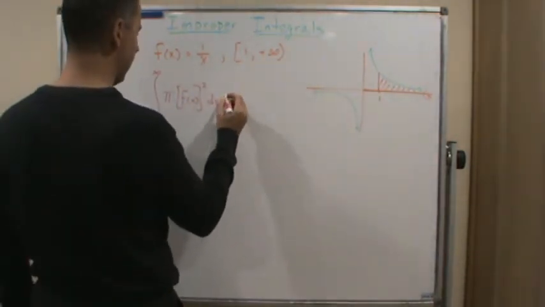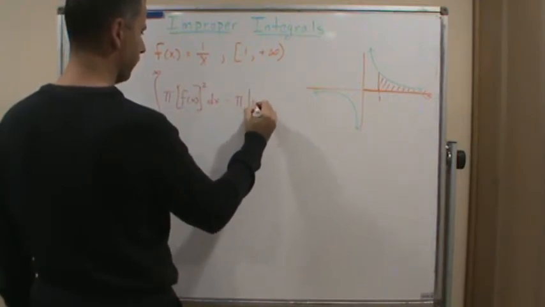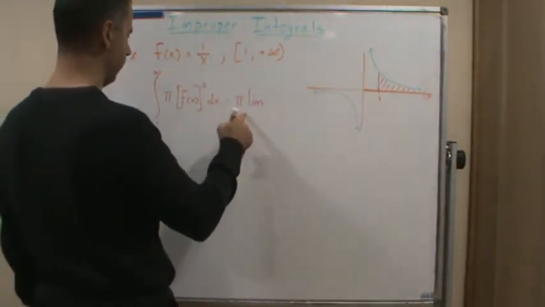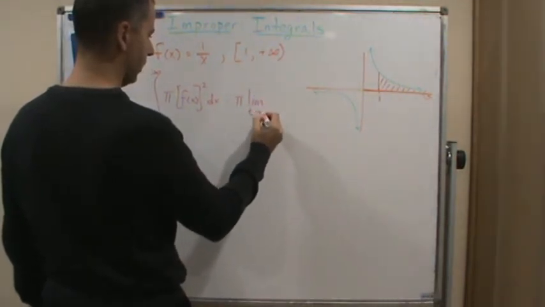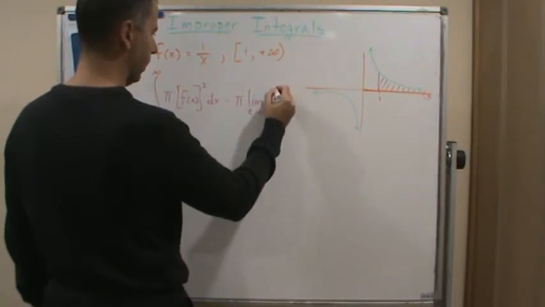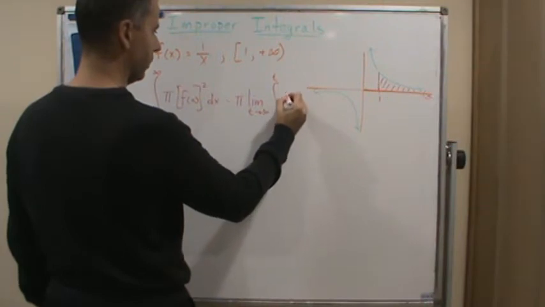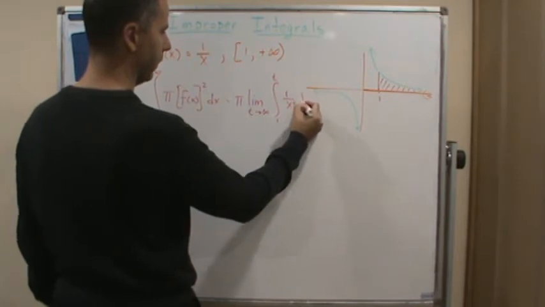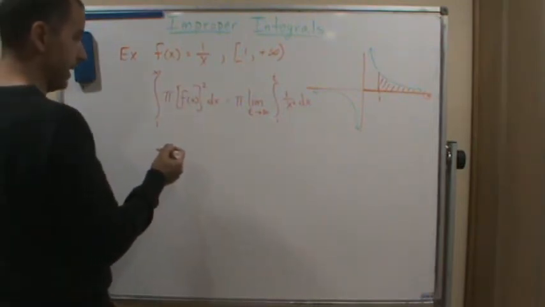So again, I'm going to define this, and we're going to do pi times the limit, because it's a constant. I can pull the pi out of the integral, as t approaches positive infinity, of the integral from 1 to t of what? 1 over x quantity squared, which just gives me 1 over x squared dx. Okay, so now let's see what happens with this.